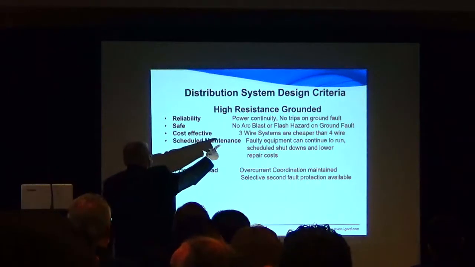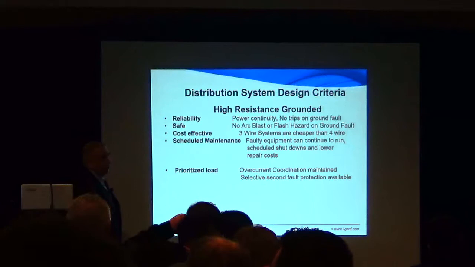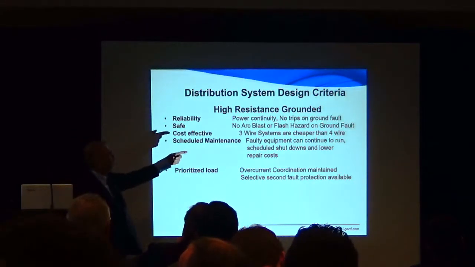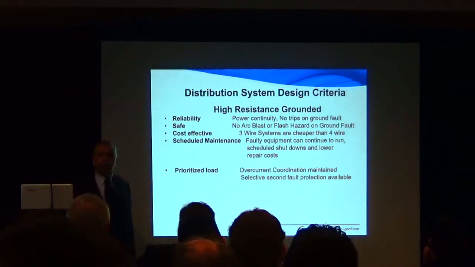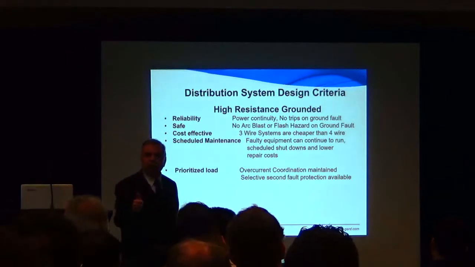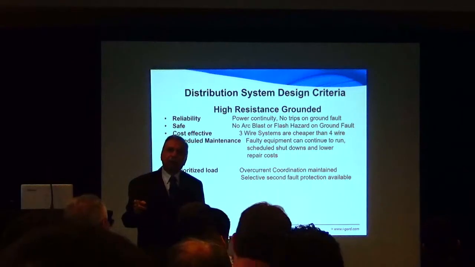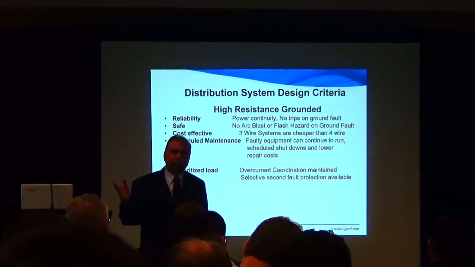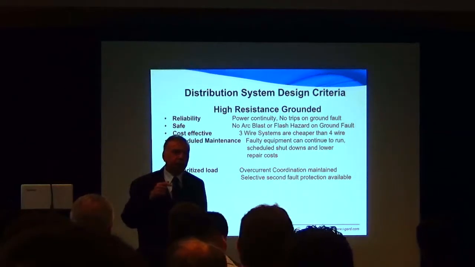Then his distribution is cost effective. Three-wire systems are cheaper than four-wire systems. And when you take a four-wire and make it three-wire, everything associated with the neutral disappears. No neutral CTs, no G element on the breaker. The breaker is only an LSI breaker, not an LSI-G breaker, so cost reduction occurs.